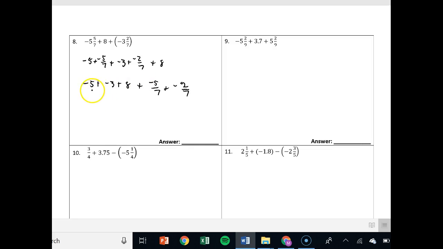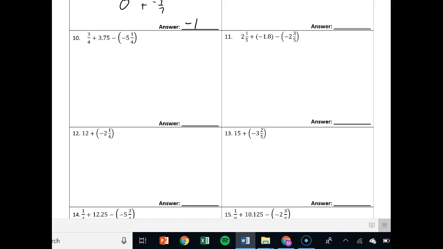Negative 5, negative 3, that gives you negative 8. Negative 8 plus 8 plus a negative 5/7 plus negative 2/7, that's negative 7/7. This is 0, it's additive inverse, plus negative 7/7, which is simply negative 1. All right.